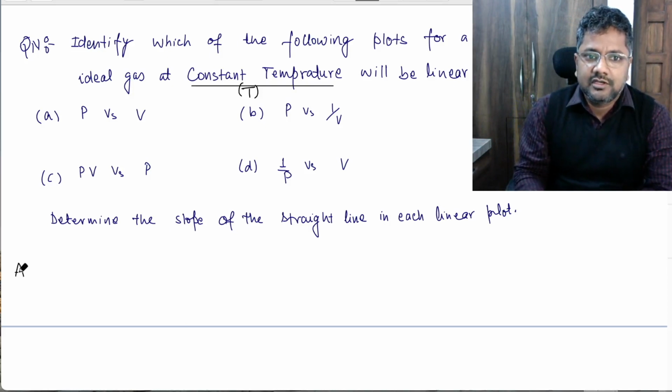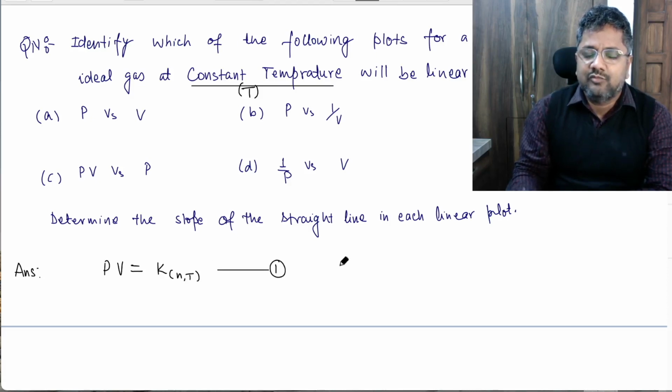So the answer, as you know, if N and T are constant, then these two variables are related like this: PV = K, with N and T constant. This relation is called Boyle's law. Boyle's law. Now apply. It will be linear. So P versus V.